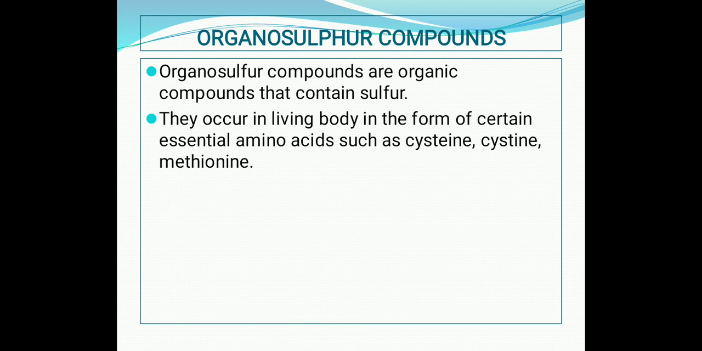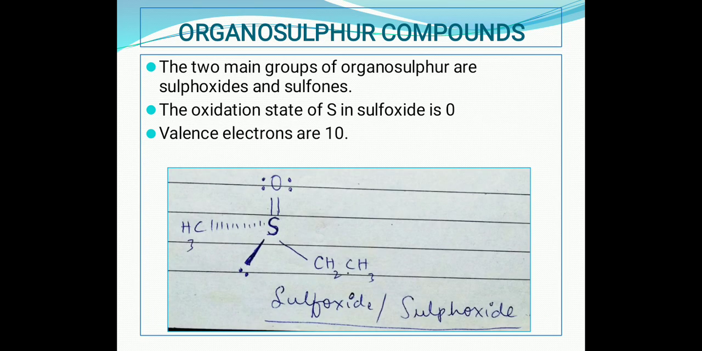Organosulfur compounds are the organic compounds that contain sulfur. They occur in the living body in the form of cysteine, cystine and methionine. Also, sulfur is found in vitamin B1. It is found in penicillin. It is also found in biotin, to name a few. The two main groups of organosulfur are sulfoxides and sulfones.